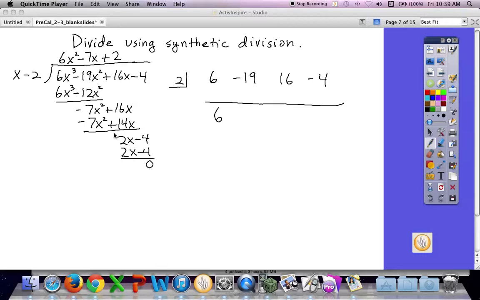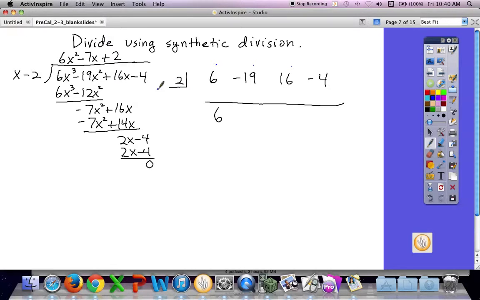Okay. Now, before you do a synthetic division problem, you have to set it up, right? Everything that I've written here is just setting up the problem, right? We haven't started anything. Now, where did I get these numbers from? 6, negative 19, 16, negative 4. They're these coefficients, right? So you write down the coefficients. Okay. You make a little square bracket to the left of that line.